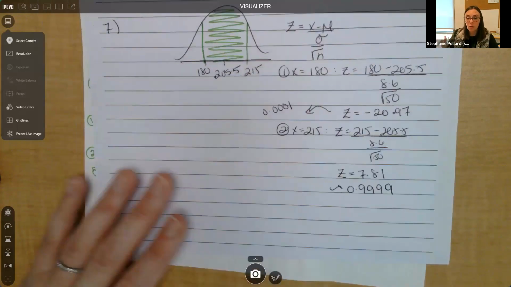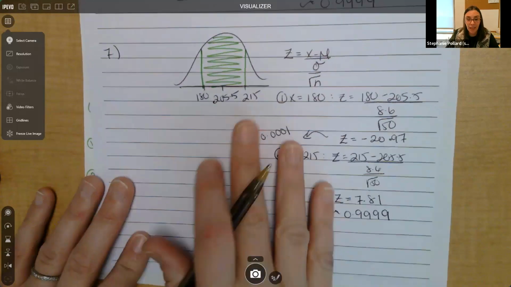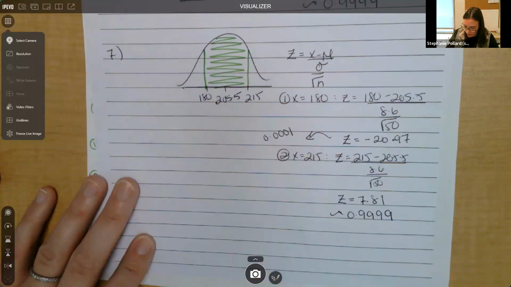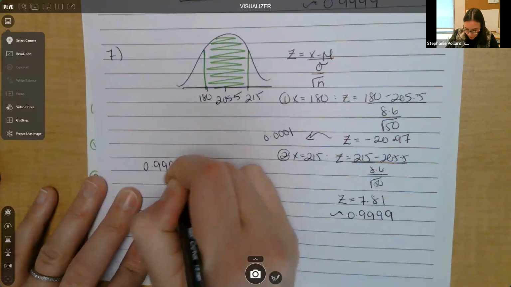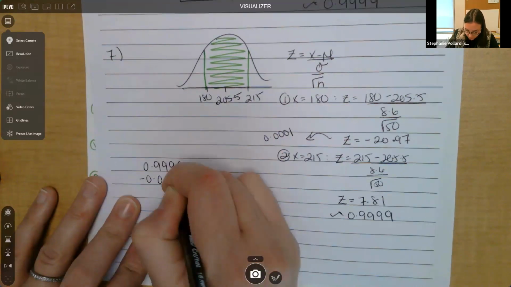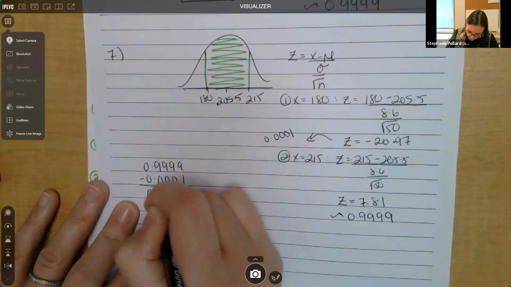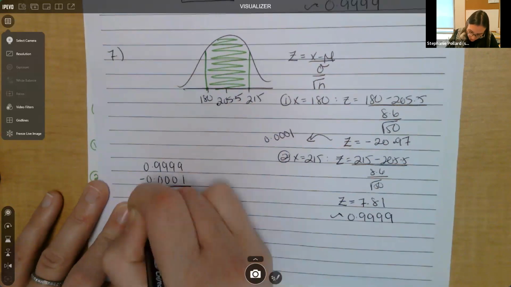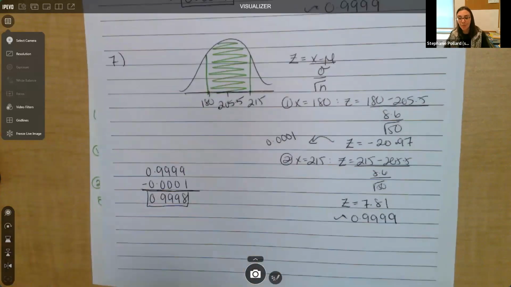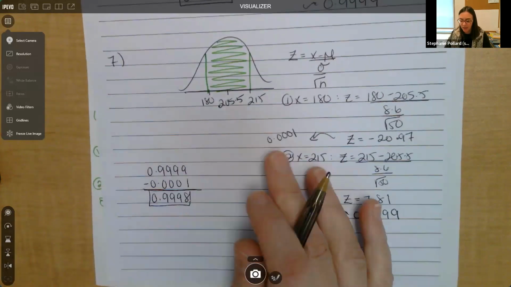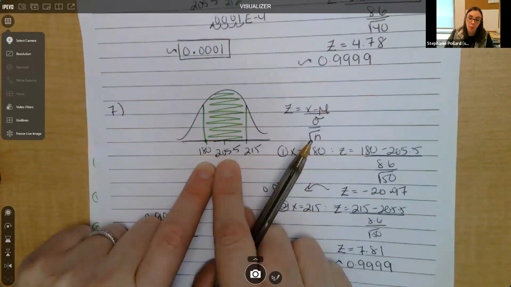Now, what we normally do for a problem like this, when you're going in between two values, we are going to subtract. So I'm going to take that 0.9999 and subtract it with 0.0001. And my estimation would be about 0.9998. So not 100%, but very, very close. Again, the average there is 205.5.